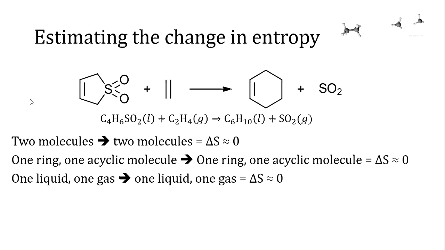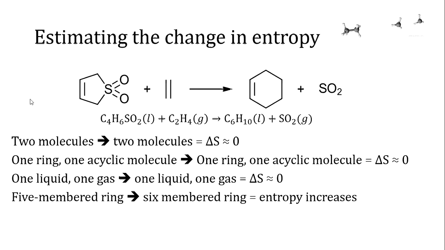On the reactant side, we have one liquid and one gas. On the product side, we have one liquid and one gas. Not a big change in entropy for that criterion either. The only difference that we have from the left to the right is that we have one 5-membered ring on the left, and the ring on the right is a 6-membered ring. Because we have an increase in ring size, we might be able to say that entropy is increasing here. Overall, entropy is probably increasing, but because we have three situations that are not changing the entropy greatly, and we don't know whether they're positive or negative, it's hard to say for certain. Still, entropy is probably increasing.